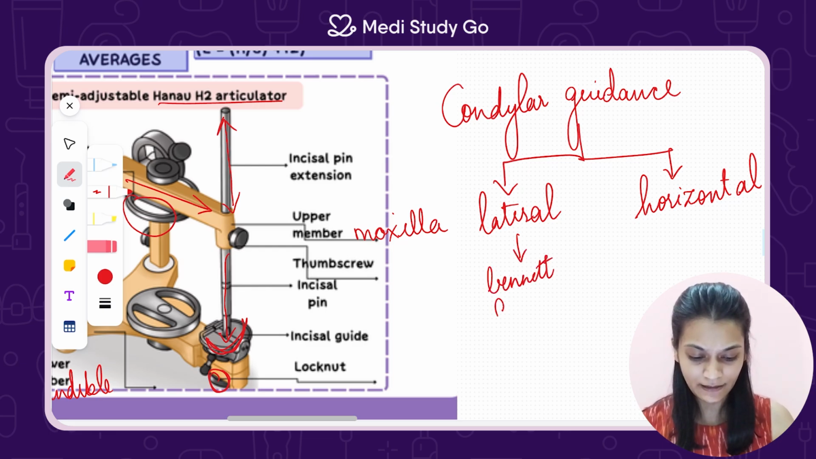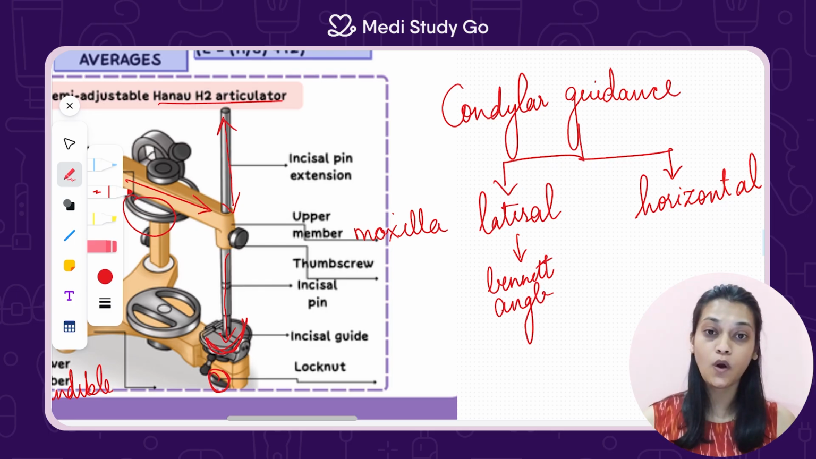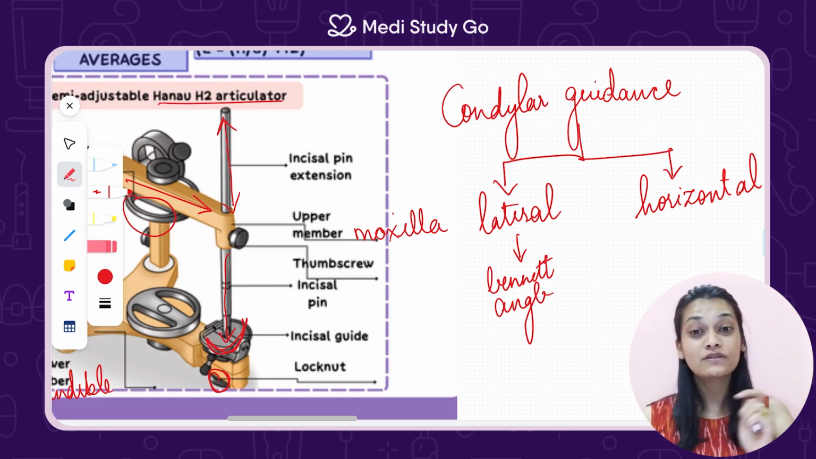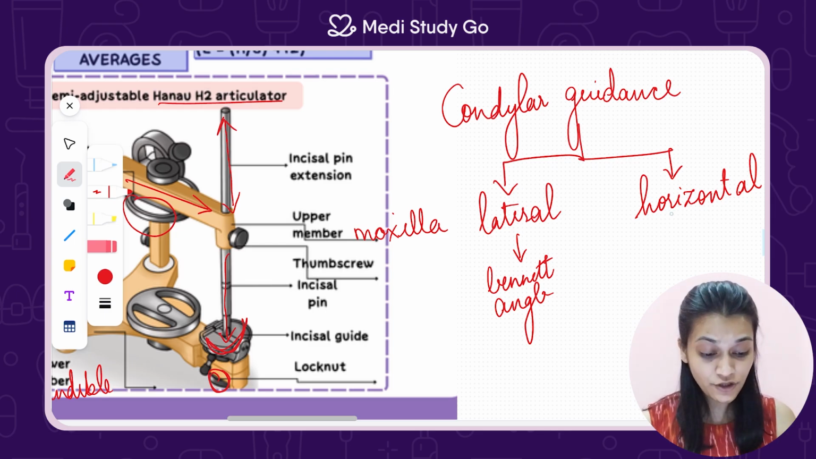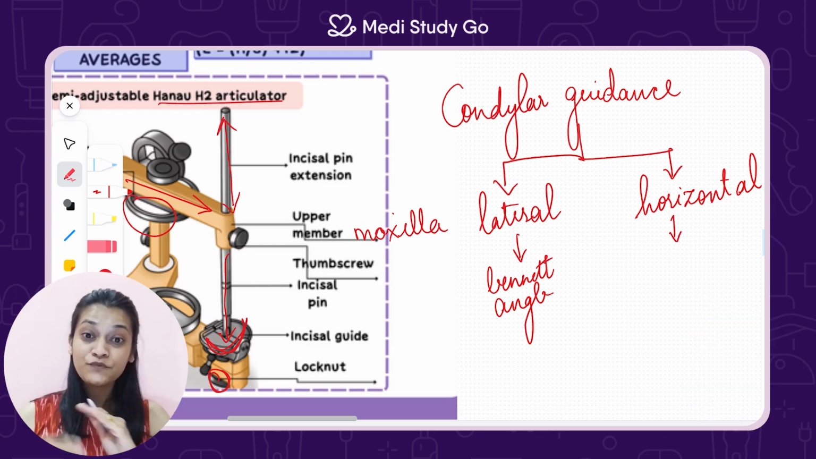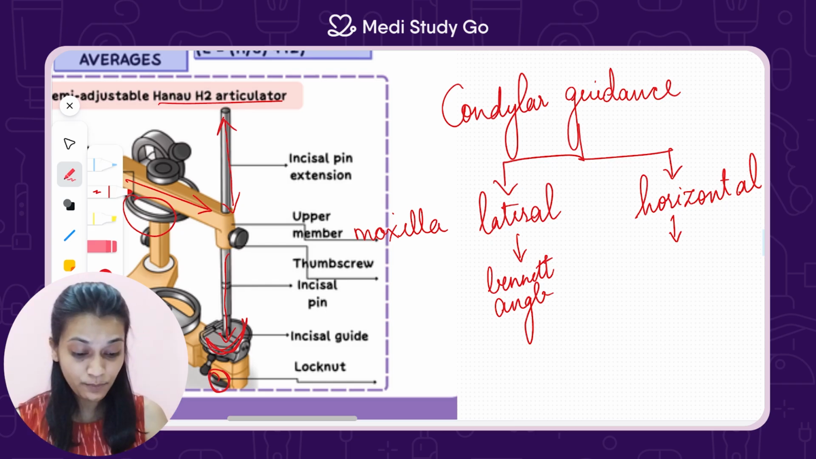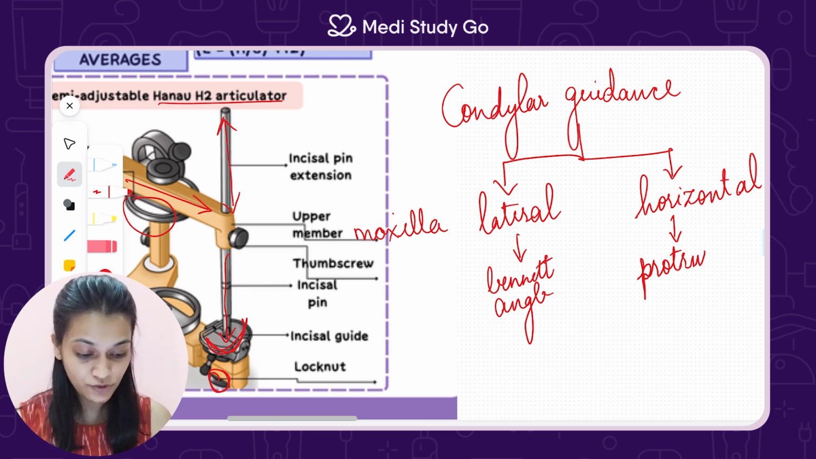What is meant by Bennett angle? Basically, your condyle can move inwards, right? So this movement is the Bennett angle. But when I talk about the horizontal pathway, it is how the condyle is going to glide onto your glenoid fossa during the protrusive movement. So this is the protrusive movement that comes into the picture.